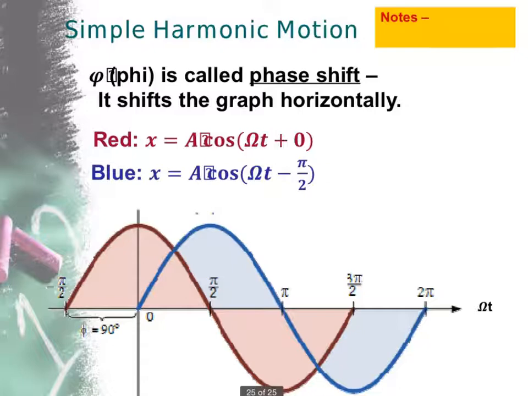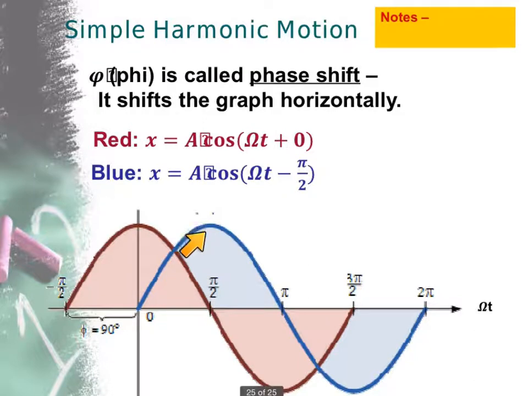Well, what if I replace 0 with negative pi over 2? What that's going to do is shift our graph by pi over 2 radians to the right. If it was a maximum at omega t equals 0, now it has to be a maximum where omega t minus pi over 2 equals 0. Well, if omega t minus pi over 2 is 0, that means that omega t has to be pi over 2.